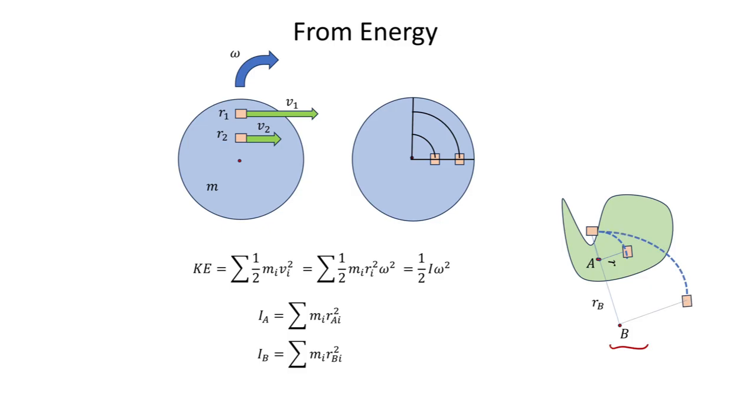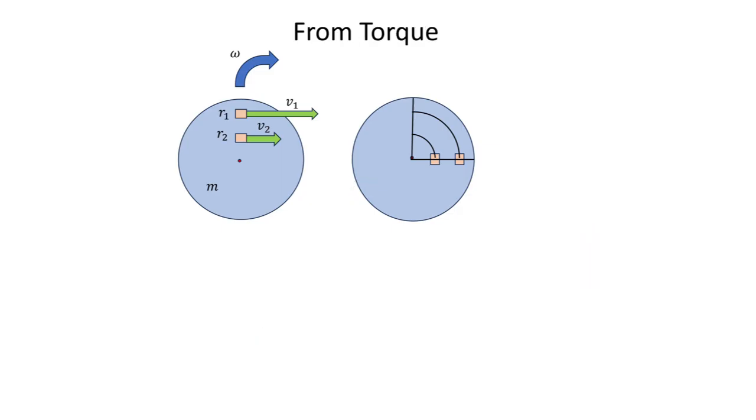In other words, this also helps explain why an object has different moments of inertia about different axes. Moment of inertia is not really a property of the object, it's a property of the axis. And so we have to be very careful when we calculate moment of inertia. So that's energy.